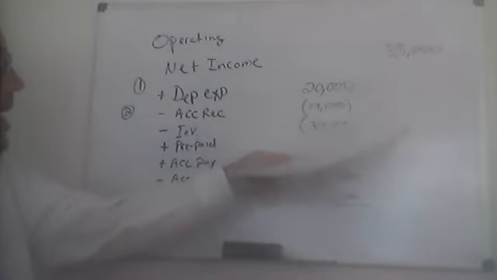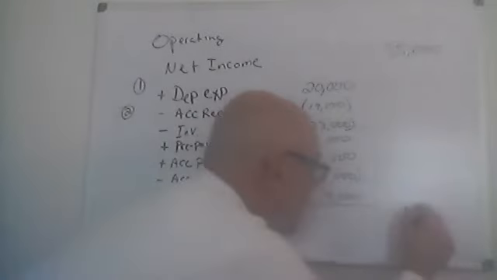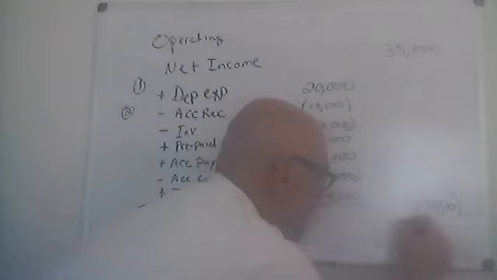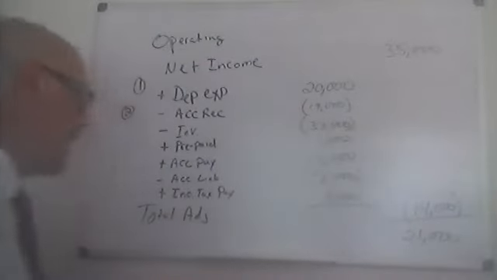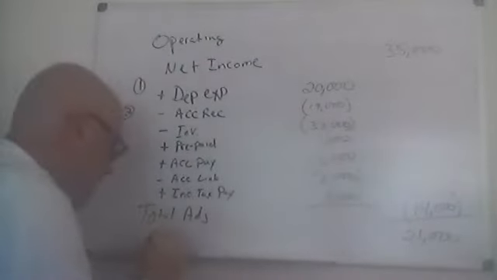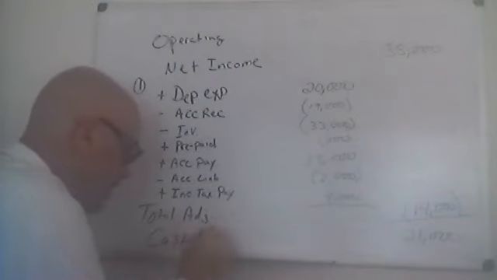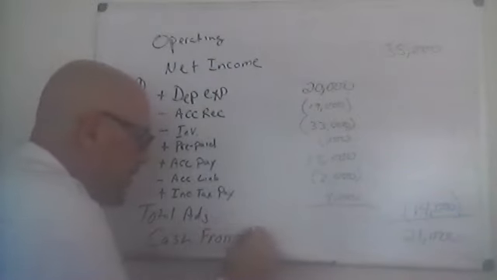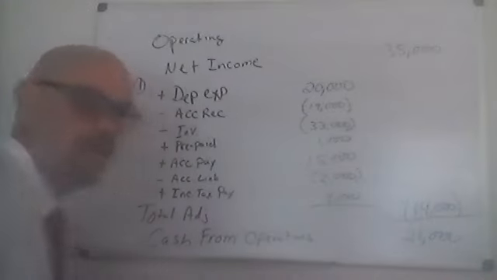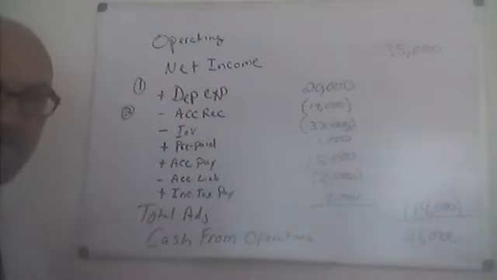Our total adjustments: plus, minus, minus, plus, plus, minus, minus. We get there, find out we need to make a total downward adjustment to our net income of 14,000, making this line cash from operations of $21,000.